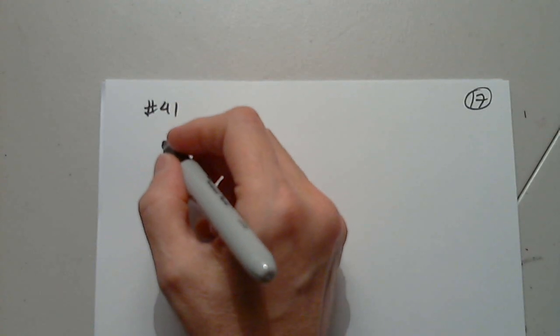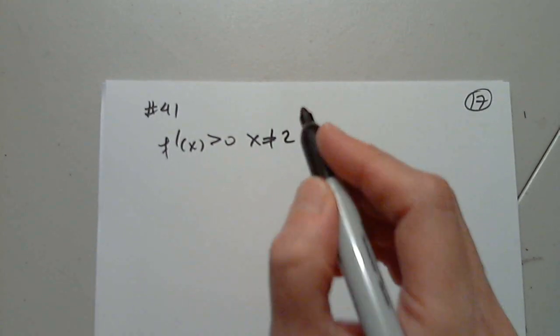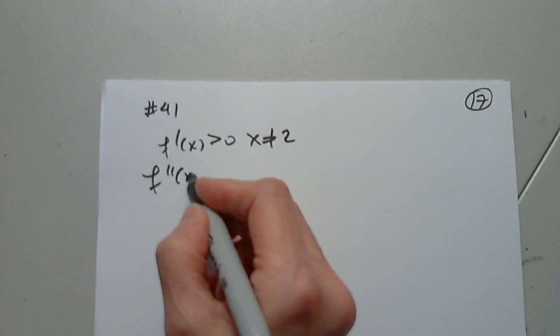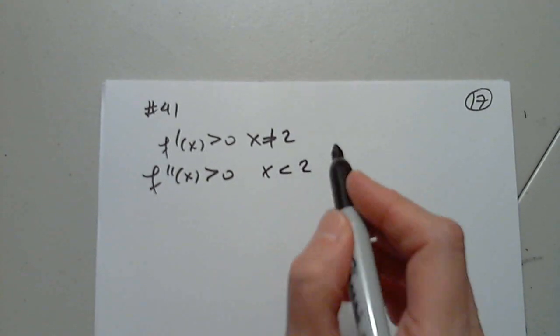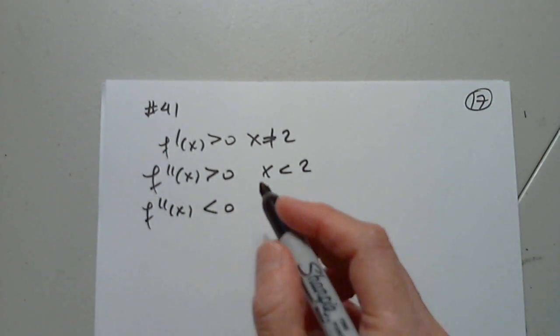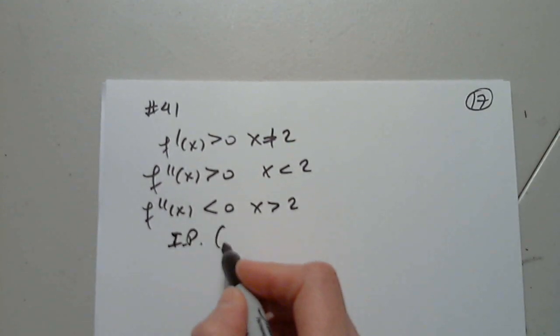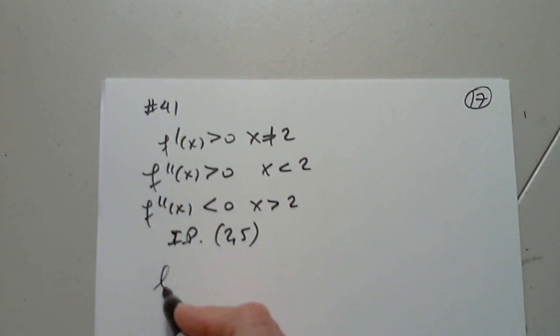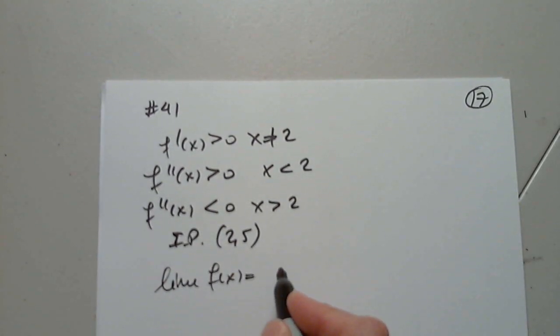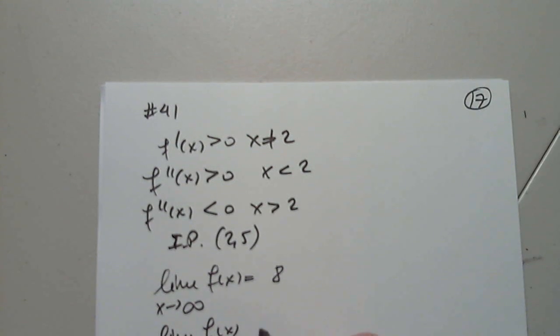So in 41, we have f prime of x greater than 0 for anything except at 2. The second derivative greater than 0 if x is less than 2. The second derivative is less than 0 for x greater than 2. IP, inflection point at 2 comma 5. Limit of f of x as x approaches infinity, and limit of f of x as x approaches negative infinity is 0. Perfect. Good pick.